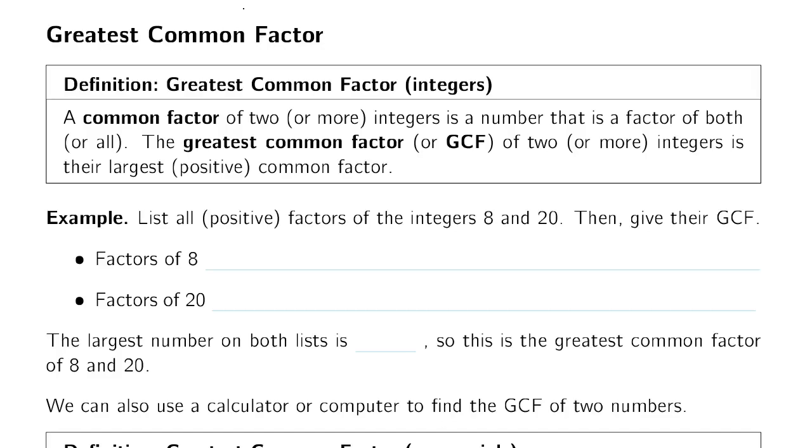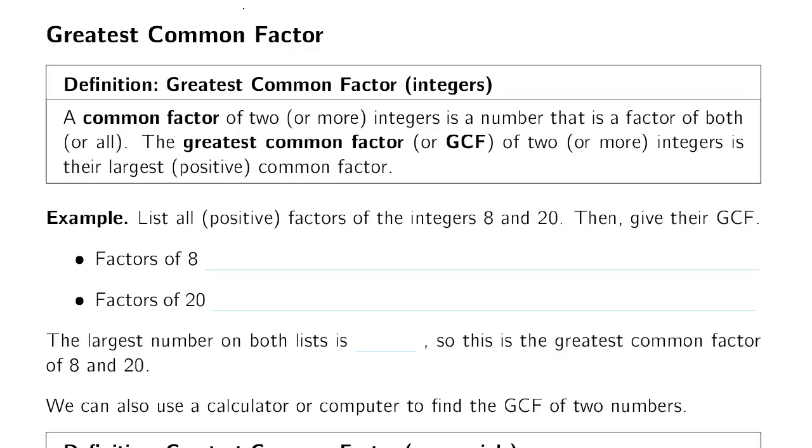One notion that will be useful to consider as we're factoring is the notion of the greatest common factor of two objects. Now, for integers, a common factor is just an integer that's a factor of both or all of the integers in question. The greatest common factor of two or more integers is the largest positive number that is a common factor.